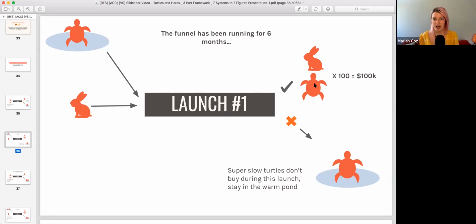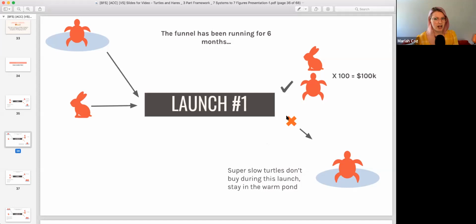What ends up happening is now we get a combination of turtles and hares buying during your live launch, because turtles love to buy during live launches. They've had plenty of time to think about this purchase. They've seen your offer come and go, and this is their second chance to buy from you. So you're going to have turtles that purchase, and you're going to have hares that purchase. And so let's say that during this live launch, you make another 100 sales of your $1,000 course.